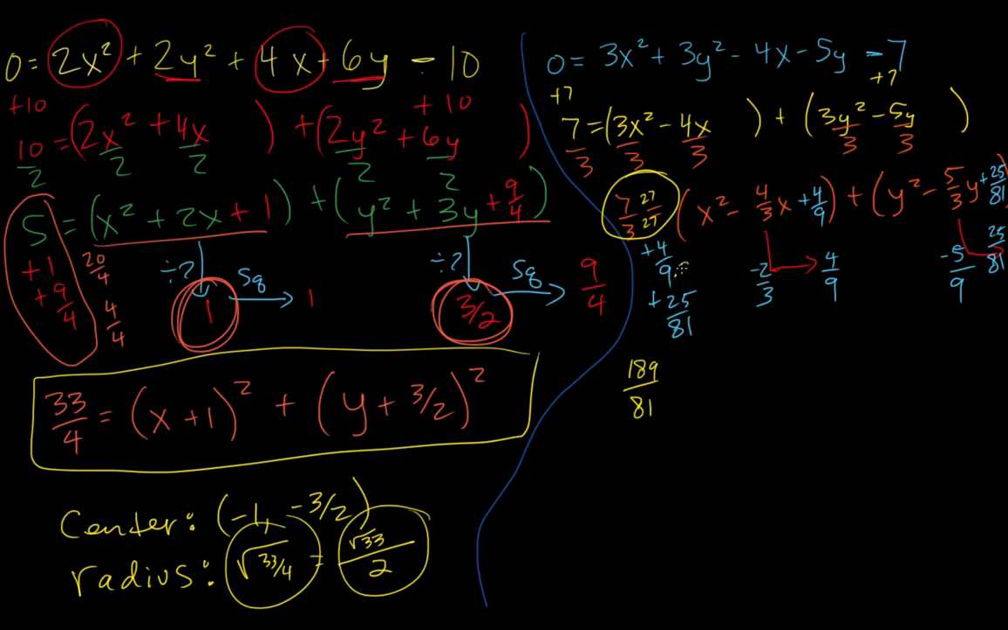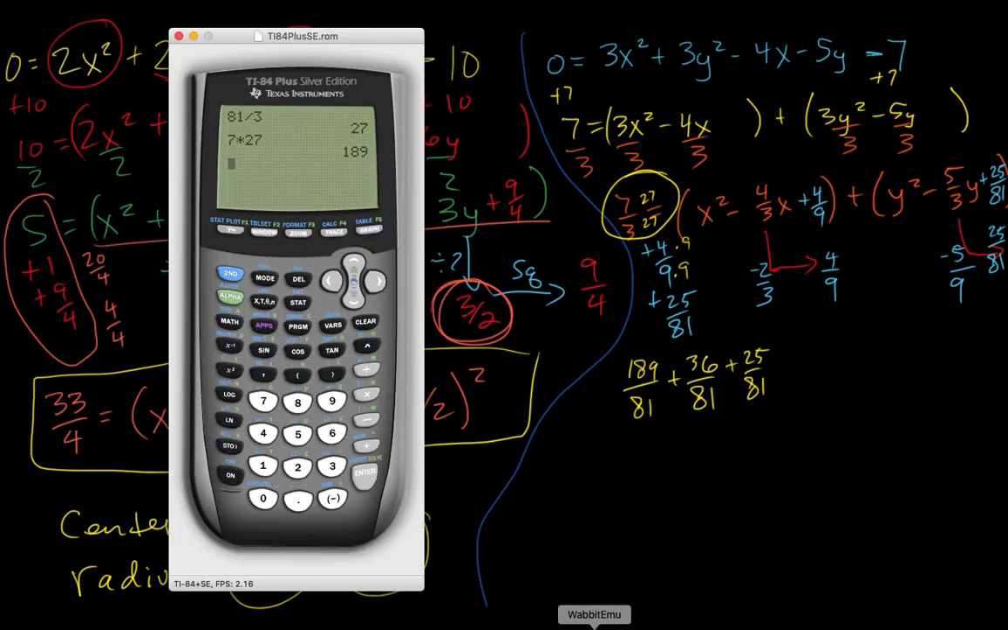Now 9 times 9 is going to give us 81. 9 times 4 is 36. And then we have our 25 over 81. Okay, so if we have 189 plus 36 plus 25, that's 250 over 81.